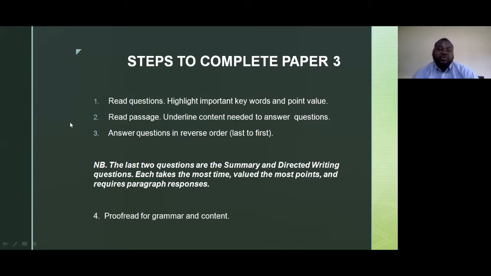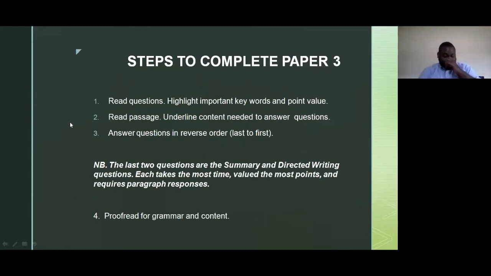I also want to note that when you are checking your answer, you're not merely checking your answer for its grammatical soundness. You are also checking to see that you have provided sufficient content or sufficient points in your answer to get maximum value of your answer. So if a question is worth about 10 marks, you should have about 8 to 10 pieces of individual content within that response to get the 10 marks.